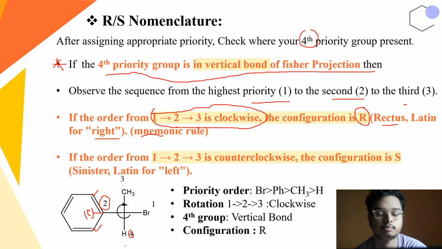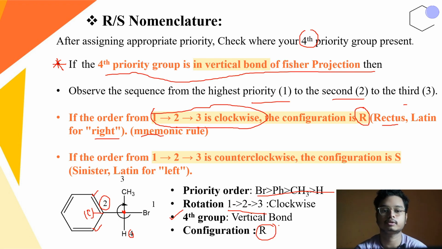In this group you can see that the fourth priority group is in the vertical bond. Since it is a vertical bond, we have to take into consideration the rotation 1, 2, 3. You can see that 1, 2, 3 is a clockwise rotation. So first we talk about the priority order, which is pretty much clear now. Then we talk about the rotation. Then fourth group, vertical bond, check. So as per the mnemonic rule, the configuration of this chiral center is R.